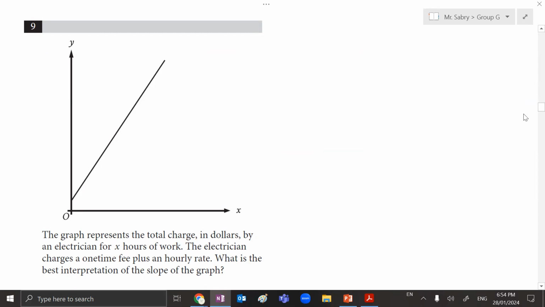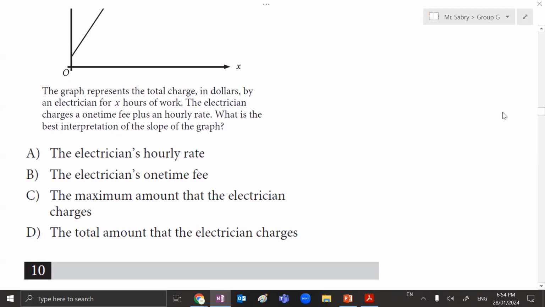The graph represents the total charge by an electrician for X hours of work. The electrician charges a one-time fee plus an hourly rate. What is the best interpretation of the slope of the graph? It's exactly what we just explained earlier. The keywords for the slope, one of them was rate. So when you read those, is it the electrician's hourly rate, or the one-time fee, which belongs to the y-intercept? So it doesn't work. Surely B is wrong because it's asking about the slope. Is it the maximum whatsoever? Surely wrong. Is it the total whatsoever? Also surely wrong. It's the only choice that has the word rate in it, which is A.